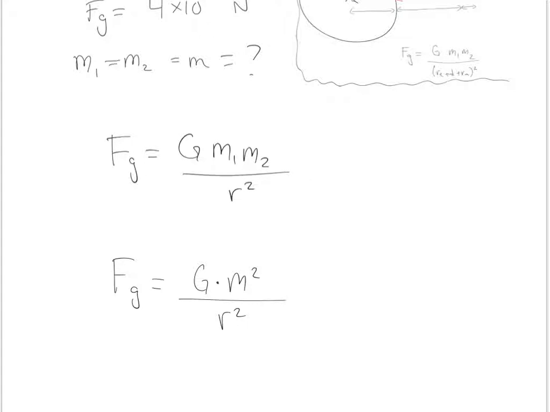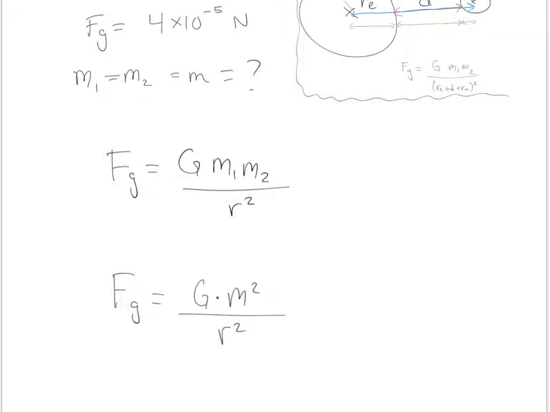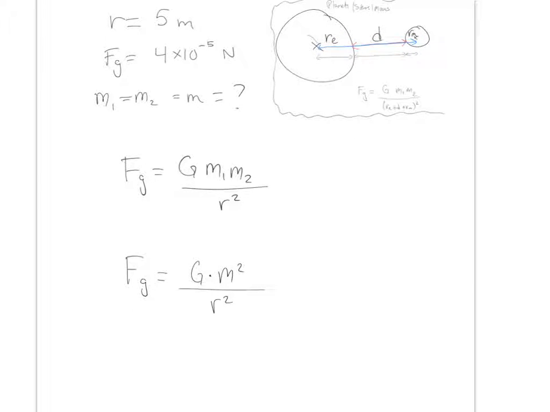Now, you know everything except for M. Big G is a constant, 6.67 times 10 to the negative 11. It's on your formula sheet. It's on the previous slide. Okay, it's a constant. You never have to memorize it. R is the distance from center to center. That's 5. FG was given as 4 times 10 to the negative 5 newtons. So literally at this point, all you have to do is plug in. Okay, if you want to solve for M algebraically, you could solve for M algebraically or just plug in numbers. I'll do it both ways. I'll solve algebraically up here, and down here I'll plug in numbers. So if I just plug in numbers, it looks like this.